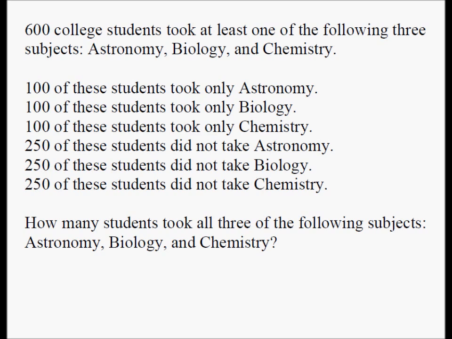250 of these students did not take astronomy. 250 of these students did not take biology. 250 of these students did not take chemistry. How many students took all three of the following subjects: astronomy, biology, and chemistry? By the way, the word "these" refers to the 600 students in each of the 6 statements.